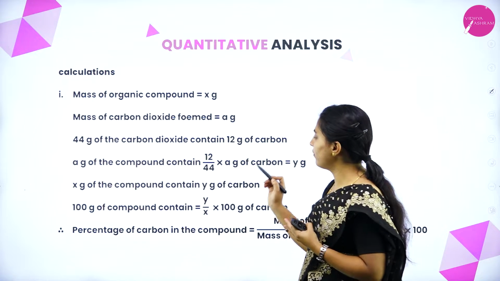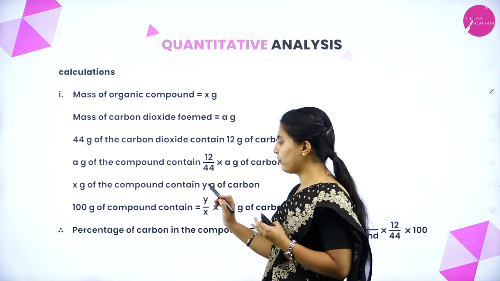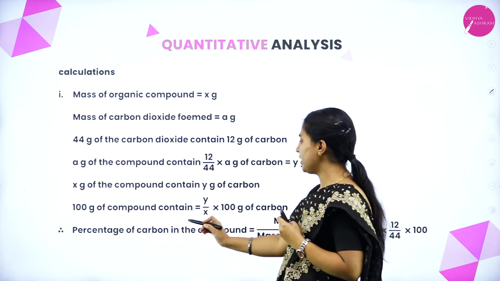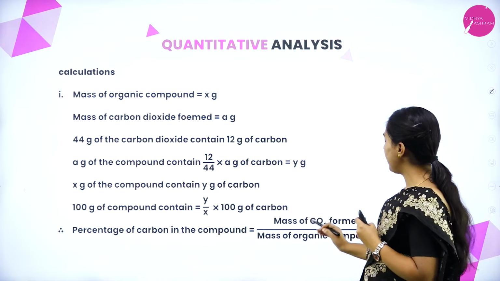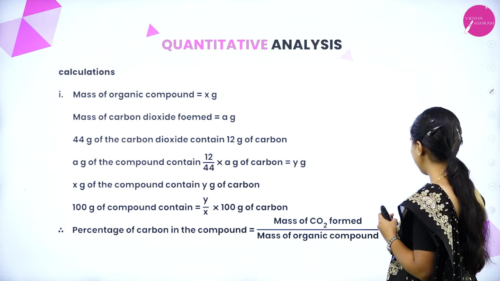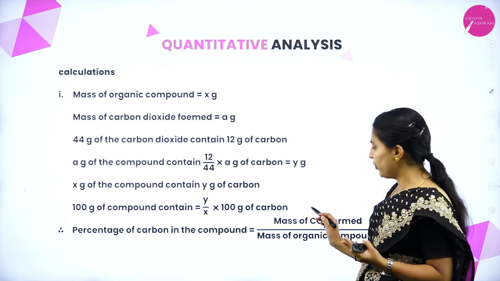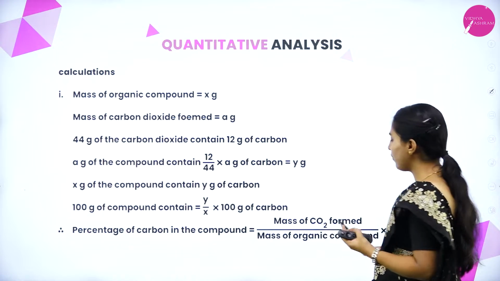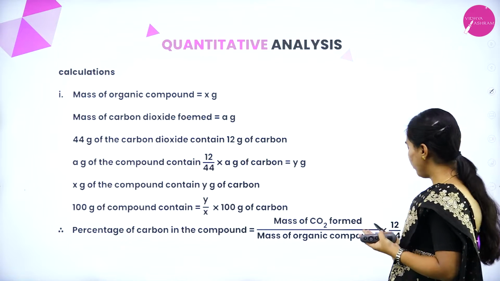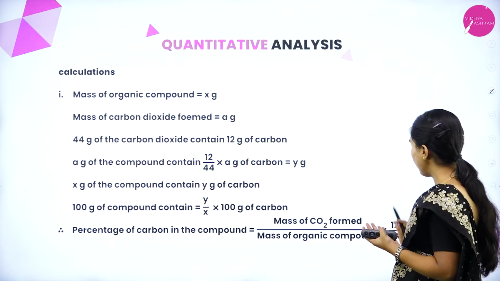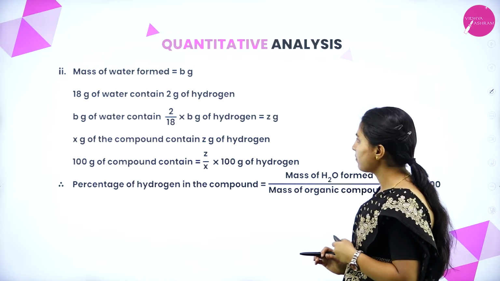Overall, how much hydrogen and carbon is present in 100 gram of compound? Therefore, the percentage of carbon in the compound is the mass of carbon dioxide formed divided by the mass of organic compound, into 12 by 44 into 100. This carbon dioxide we got from the combustion tube, and this is the overall mass of organic compound. 12 is the atomic mass unit value, 44 is the molecular weight, into 100 because we are calculating the percentage.